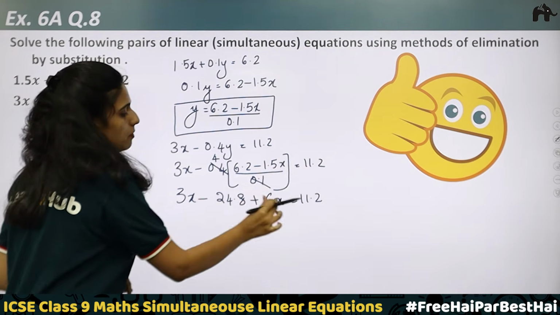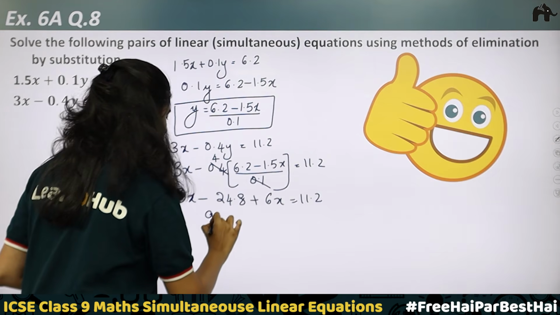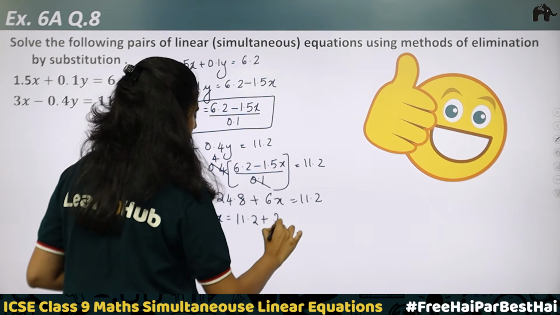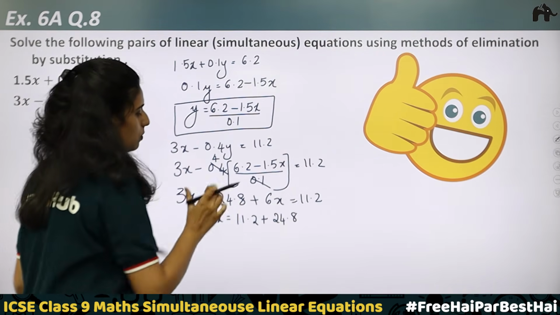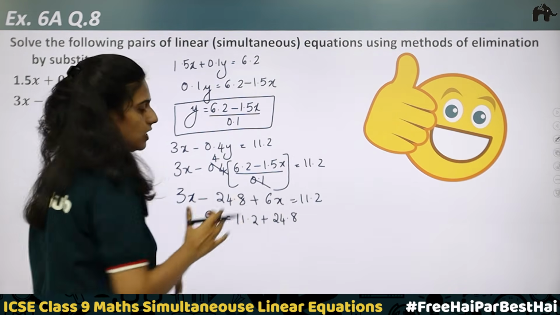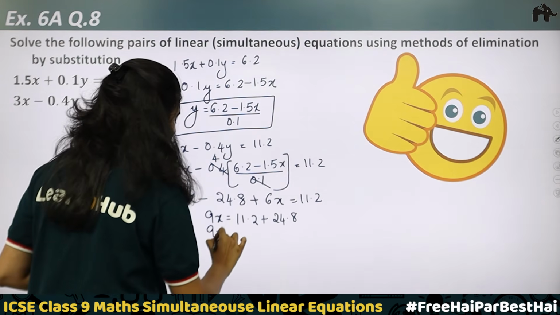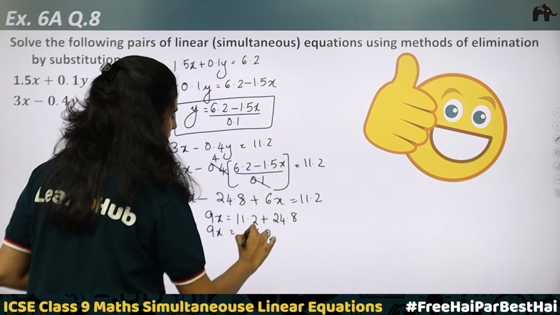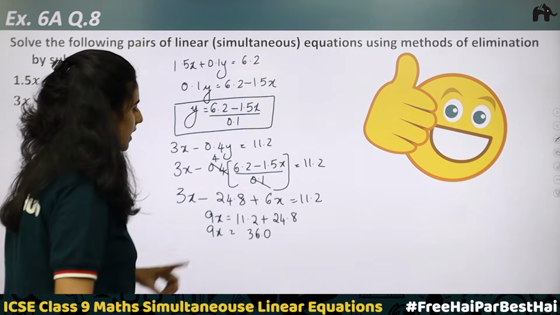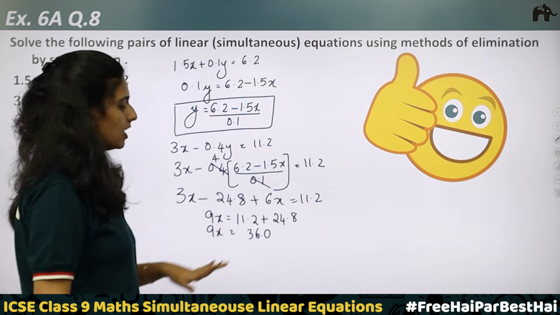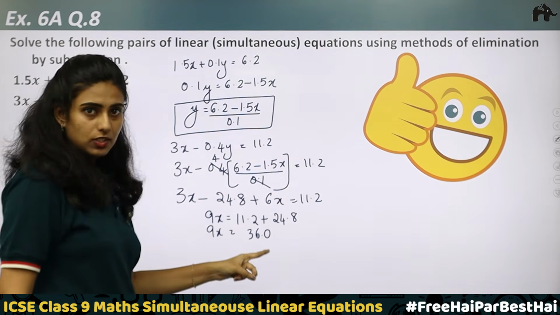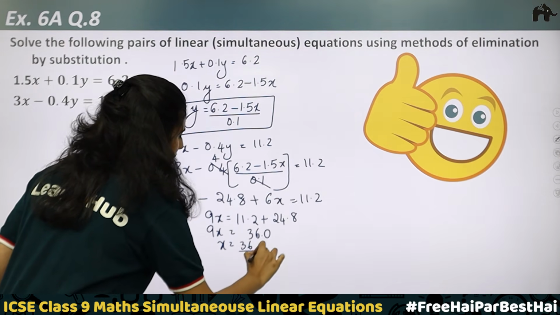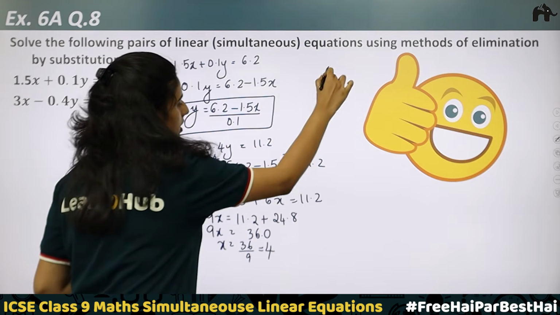Okay. 3x plus 6x, 9x is equal to 11.2 plus 24.8. Minus 24.8 taken to the opposite side becomes plus 24.8. 9x is equal to, on adding this, how much do we get? You will be getting 36. Okay. So 9x is equal to 36, which means x is equal to 36 by 9, which is 4. So we got the value of x.